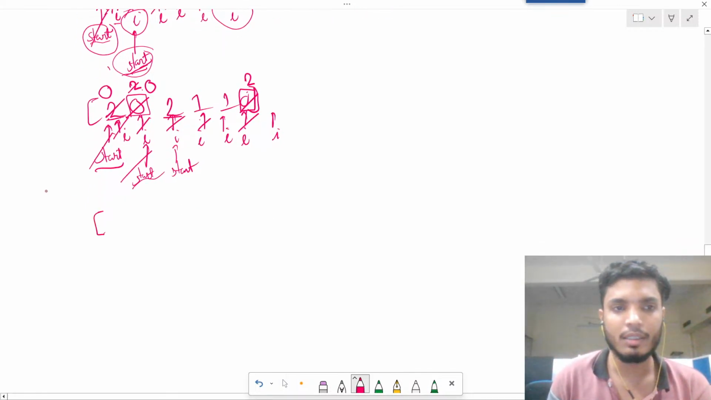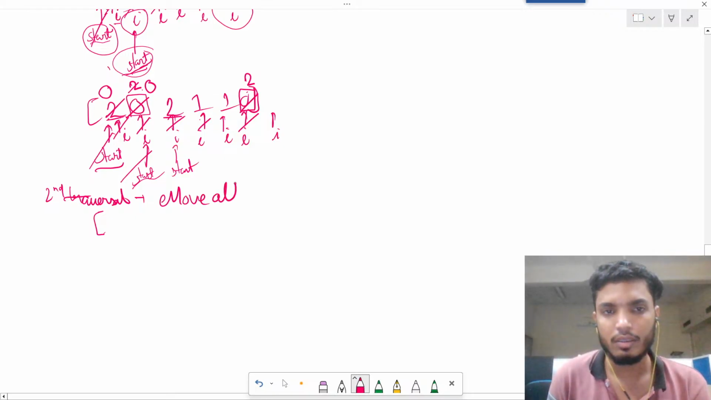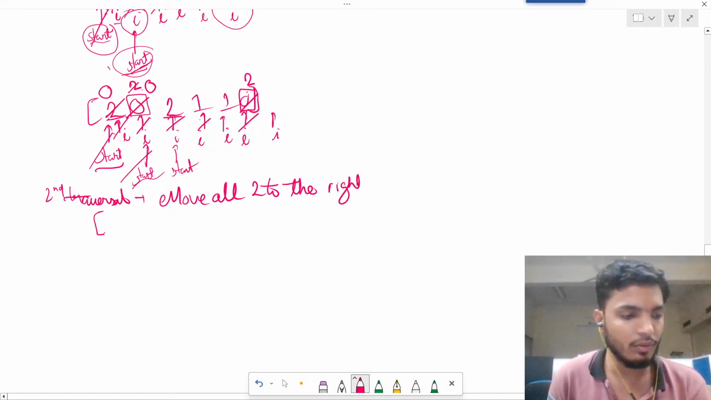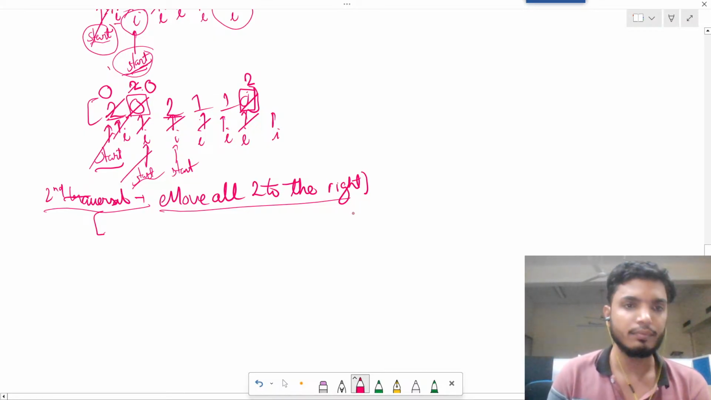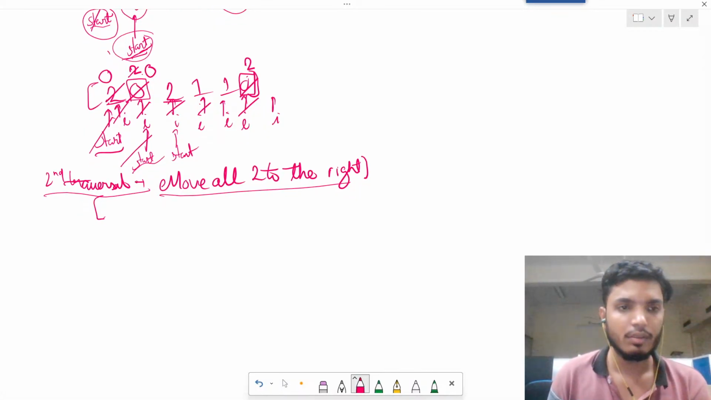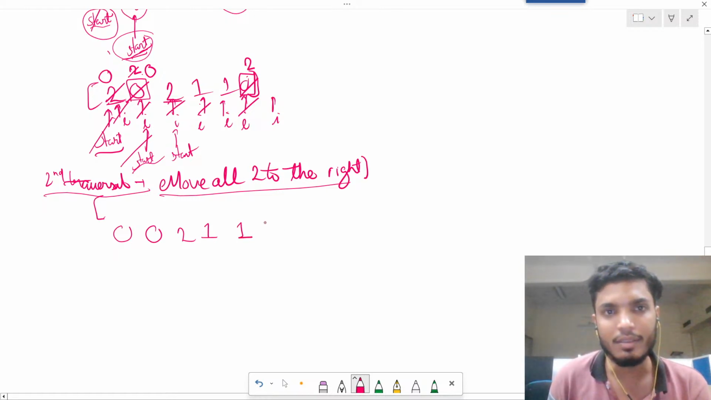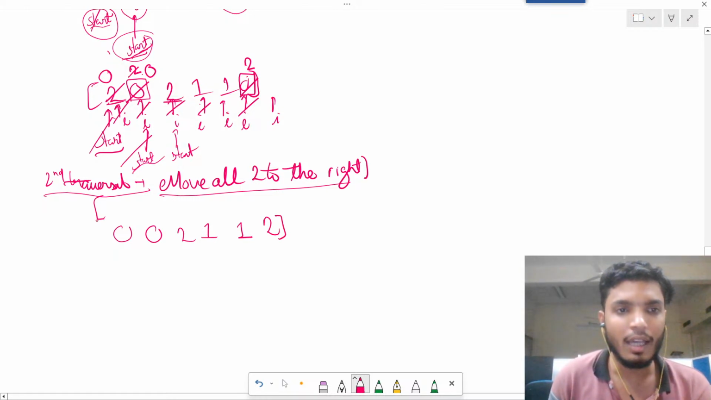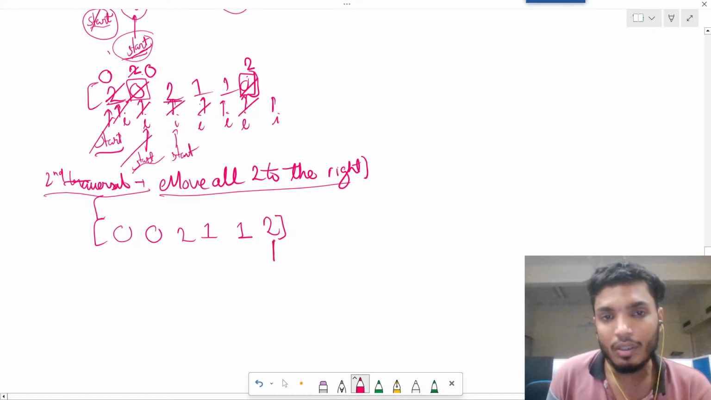And then in the second traversal, what I'll do is I will move all 2's to the right. First I moved all the zeros to the left, then in the second traversal I will move all the 2's to the right. How will I move all the 2's to the right? Suppose now my array is 0, 0, 2, 1, 1, and this last one is 2. And I'll move all the 2's to the right. How will it be possible? Again what I want is, the 2 should be here.